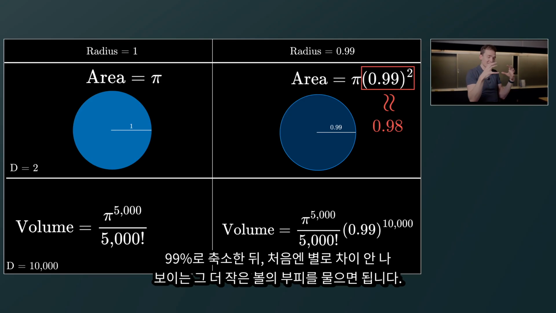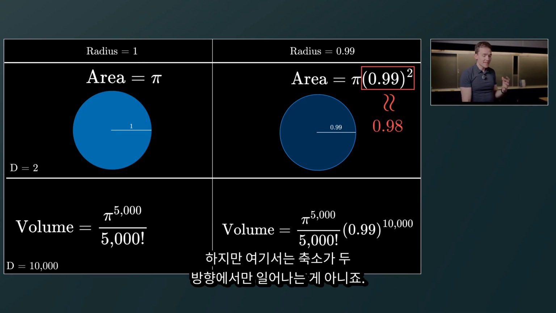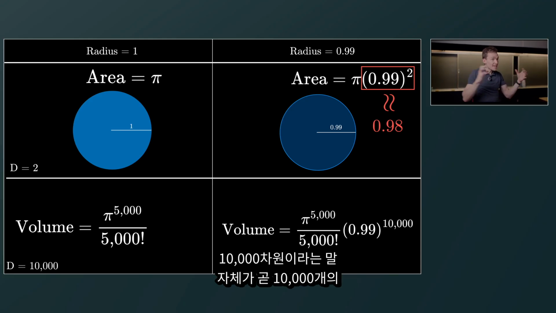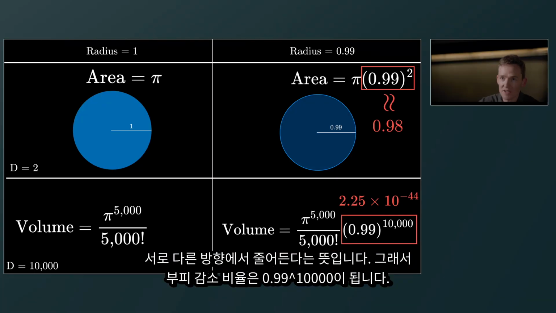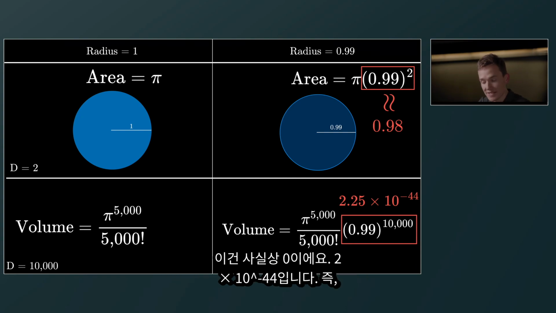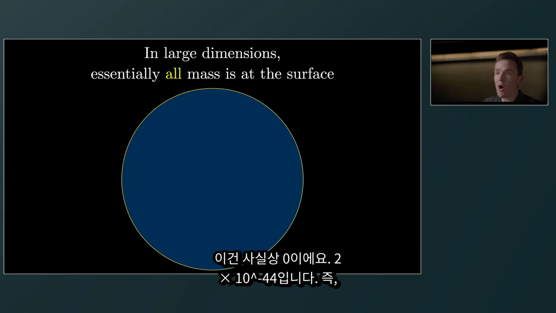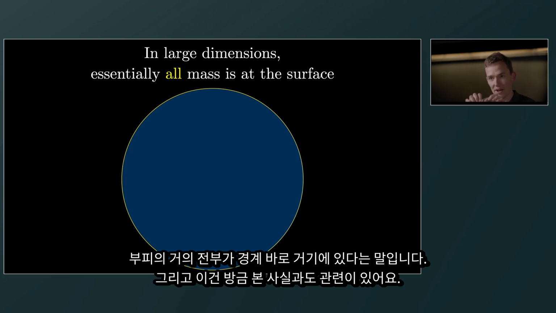That initially you might think is only slightly smaller. But in this case, when you scale it down, it's not just getting scaled down in 2 directions. By definition of what we mean by being in 10,000 dimensions, it's getting scaled down in 10,000 different directions. So the factor by which its volume decreases looks like 0.99 raised to the 10,000th. That is effectively 0. It's 2 times 10 to the negative 44. So this is saying essentially all of the volume is sitting right there on that boundary.